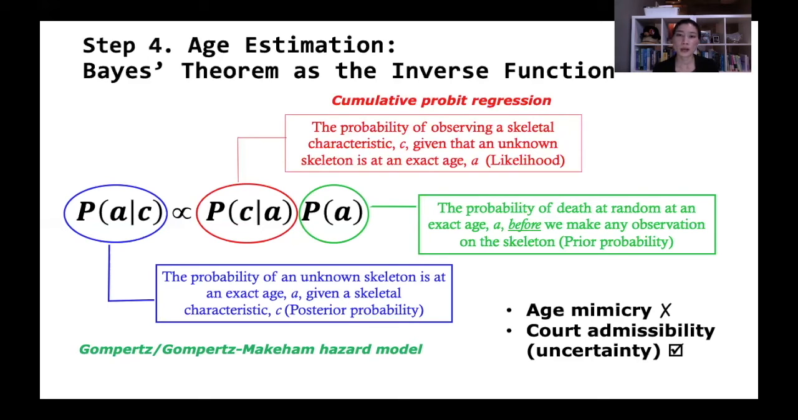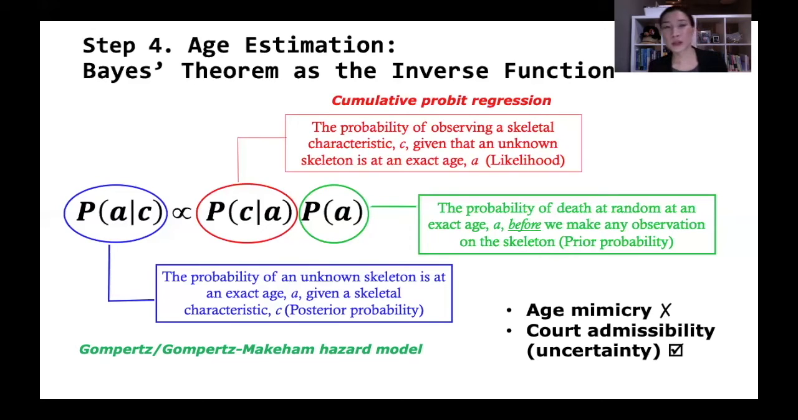It also minimizes an unwanted phenomenon called age mimicry, which essentially imposes the age-at-death structure of the reference skeletal samples onto the age-at-death estimates of the unknown skeletal remains that we're interested in analyzing. So because of these two main reasons, Bayesian inference using Bayes' theorem has been championed, at least in the United States, as an ideal way of developing age-at-death estimation.